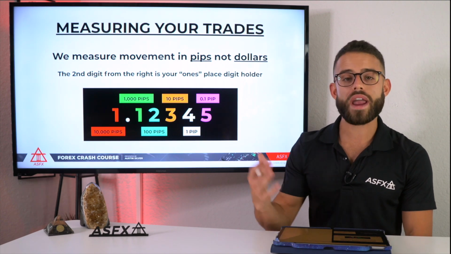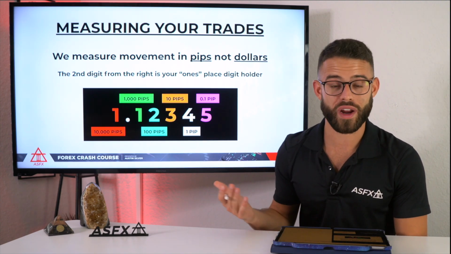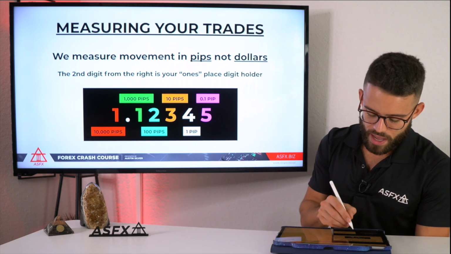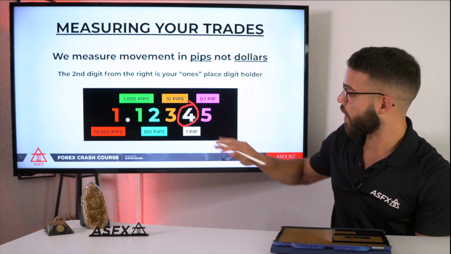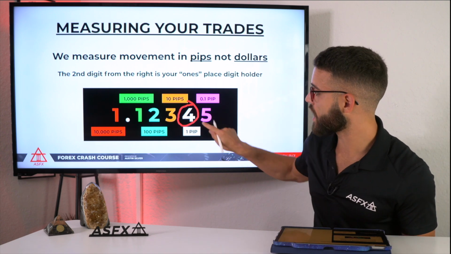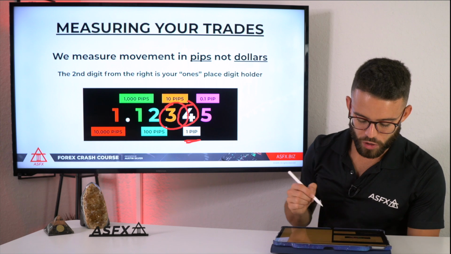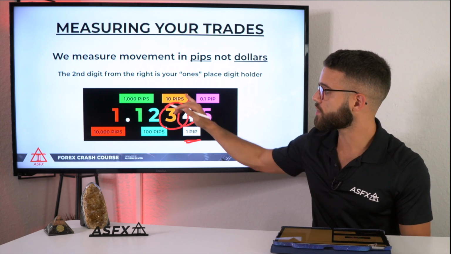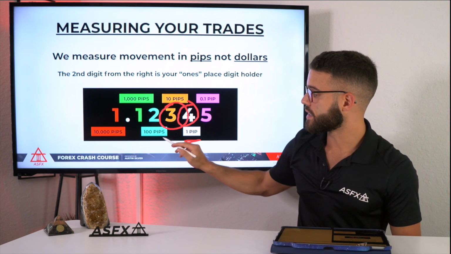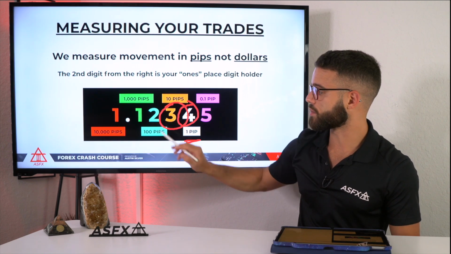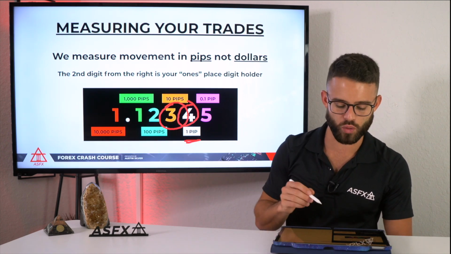The way that I like to count pips, because I'm like a first grader, is to simply remember that the second digit from the right, if we start counting from the right side, is our ones place. The third digit from the right is our tens place, and so on. 100 pips for the next one, 1,000 pips for the next one, 10,000 pips for that full whole number.